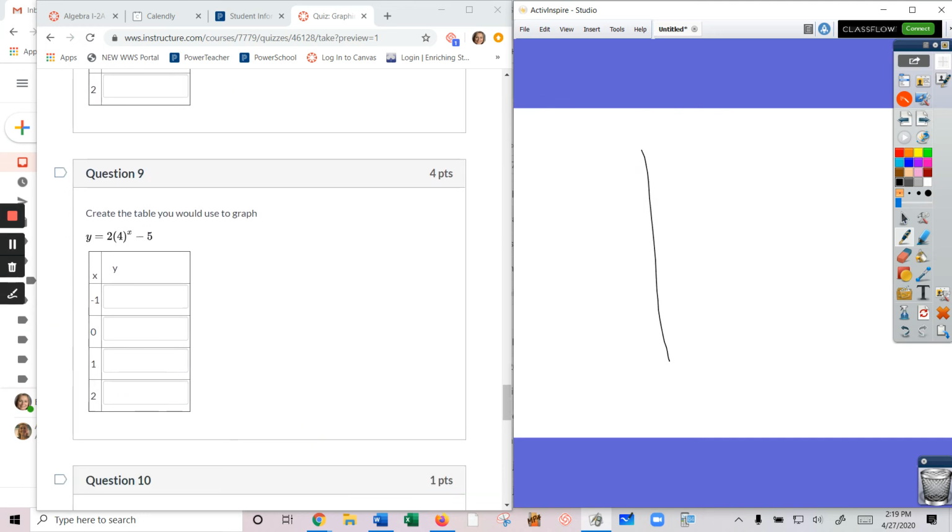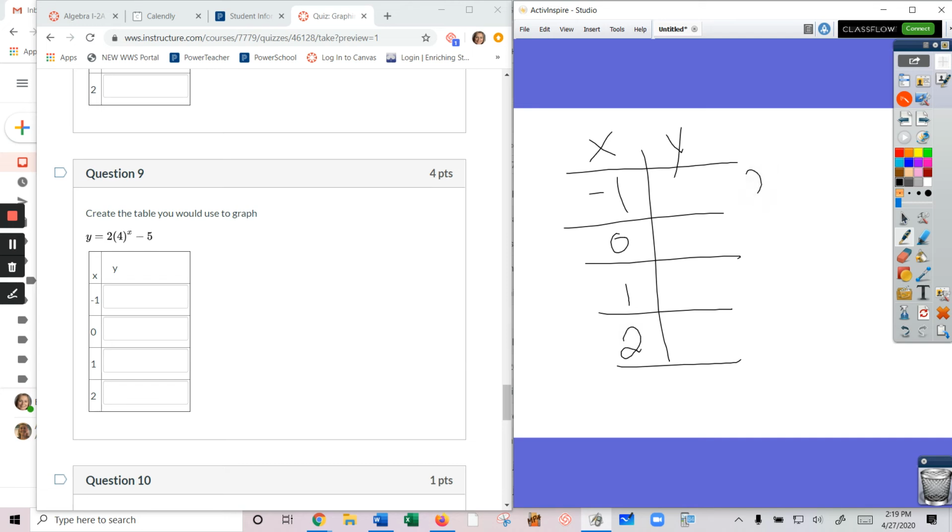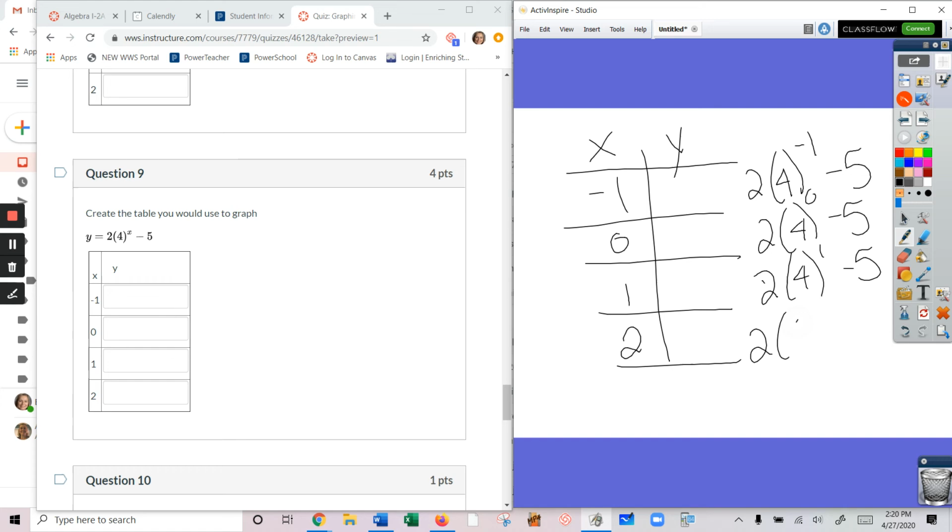Number 9, we are doing the exact same thing. So we're just going to start inputting these values. So -1 minus 5. We're just doing a separate one for each input value. And again, you can just use your calculator. So if you're using your calculator, you're going to do 2 and then parenthesis 4, close parenthesis, up caret -1 minus 5. We'll get out a 4.5.